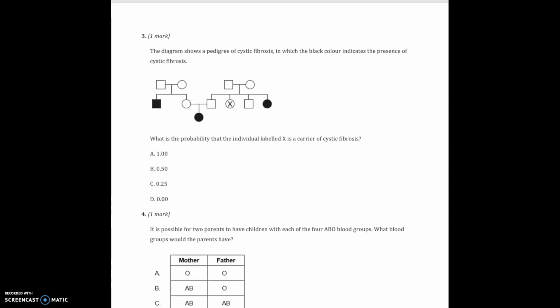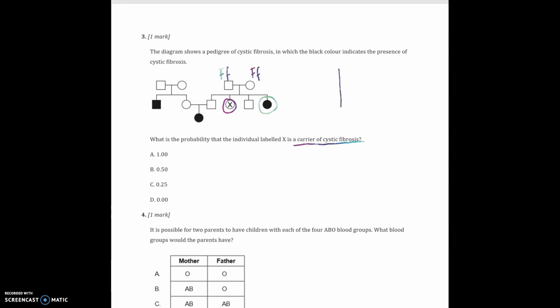In question 3, we have another pedigree analysis, and this time it's asking us what is the probability that this individual could be a carrier for cystic fibrosis. Now we know, because this child has cystic fibrosis, that the parents must be heterozygous. So they must be big F, little f, big F, little f. If you were to do a Punnett square of this, you'd have big F, little f, big F, little f. So you'd have that's not a carrier, that is a carrier, that is a carrier, that is not a carrier. So therefore it's a 50% probability. So B is your answer.